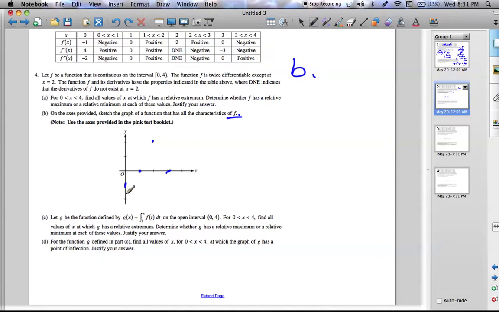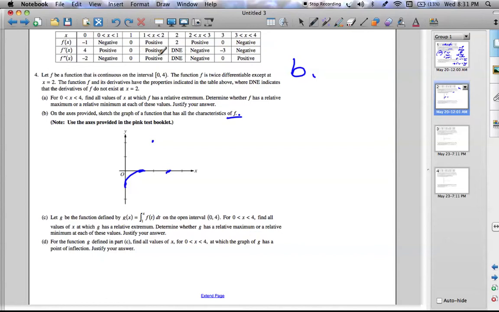So from 0 to 1, its first derivative is positive, which means the function is increasing, but its second derivative is negative. So when the second derivative is negative, the function is concave down. So it's increasing concave down from 0 to 1. So we can draw something like that. And f prime is 0 there.